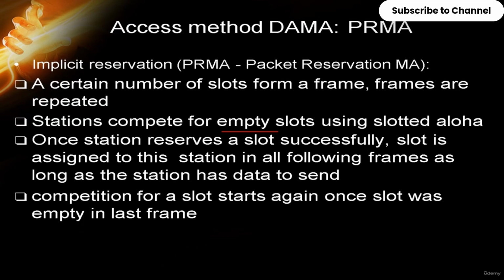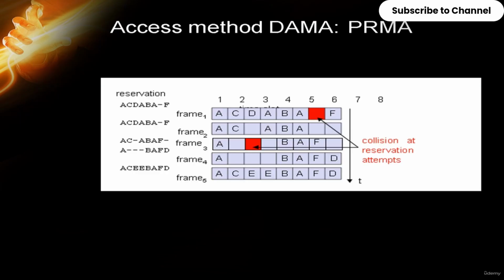There the channels are competing for an empty slot. So for example here, in the reservation, if the same slot is needed by this frame 5 and frame 3, then collision occurs for the particular reservation slot.